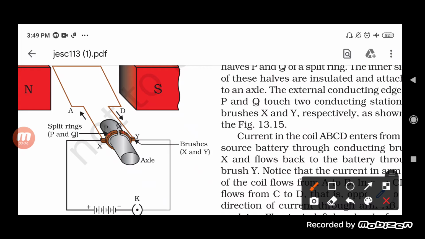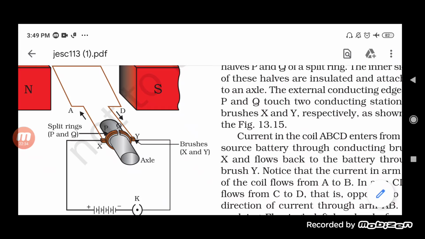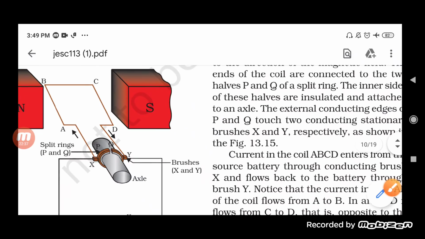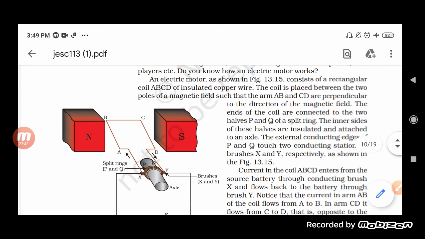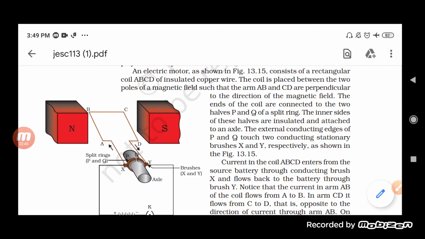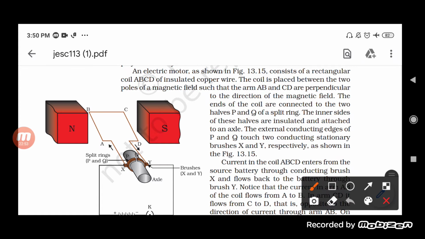So the coil is connected to a ring, and it is a split one, that's why it is called a split ring. Now the inner sides of these halves are insulated and attached to an axle. This is the rotator, students, this is the axle to which the split rings are attached. The inner side of the halves of the split ring is insulated and connected to the axle.